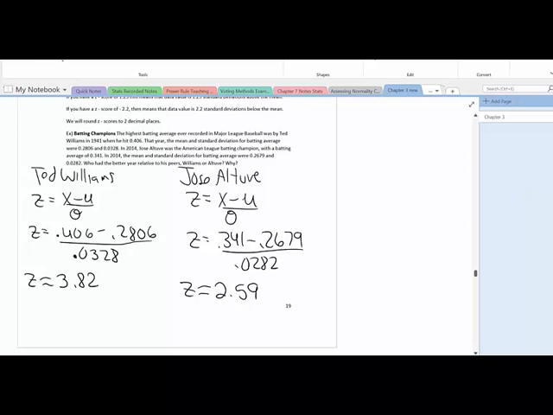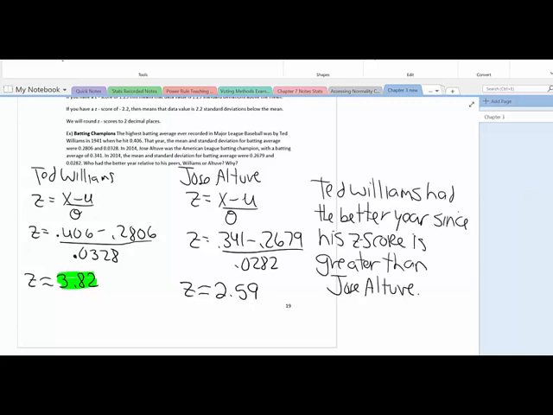Right? Well, whose z-score is higher, Ted Williams or Jose Altuve? Well, clearly that is going to be Ted Williams. That is a higher z-score than Jose Altuve's. So Ted Williams had the better year. So let me write this out for you now. So Ted Williams had the better year since his z-score is greater than Jose Altuve's.